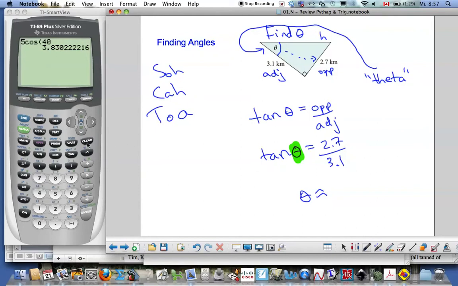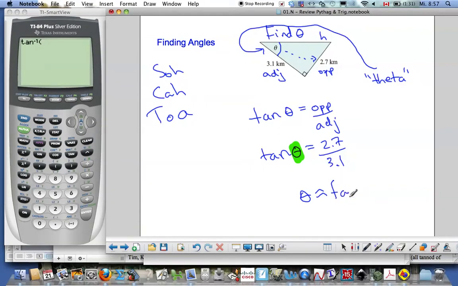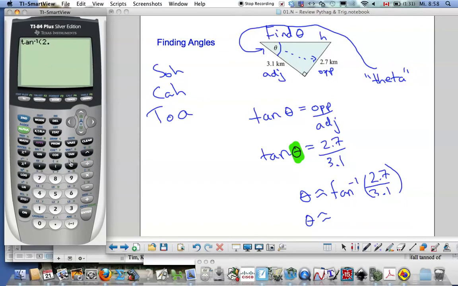On our calculator, what we use over here is the inverse of it. So you're going to have the inverse, because now you're saying, hey, give me the angle that gives me this ratio between sides, okay? So for angle, always inverse tan, tan to the minus 1. And then you have 2.7 divided by 3.1, simply putting in the ratio.